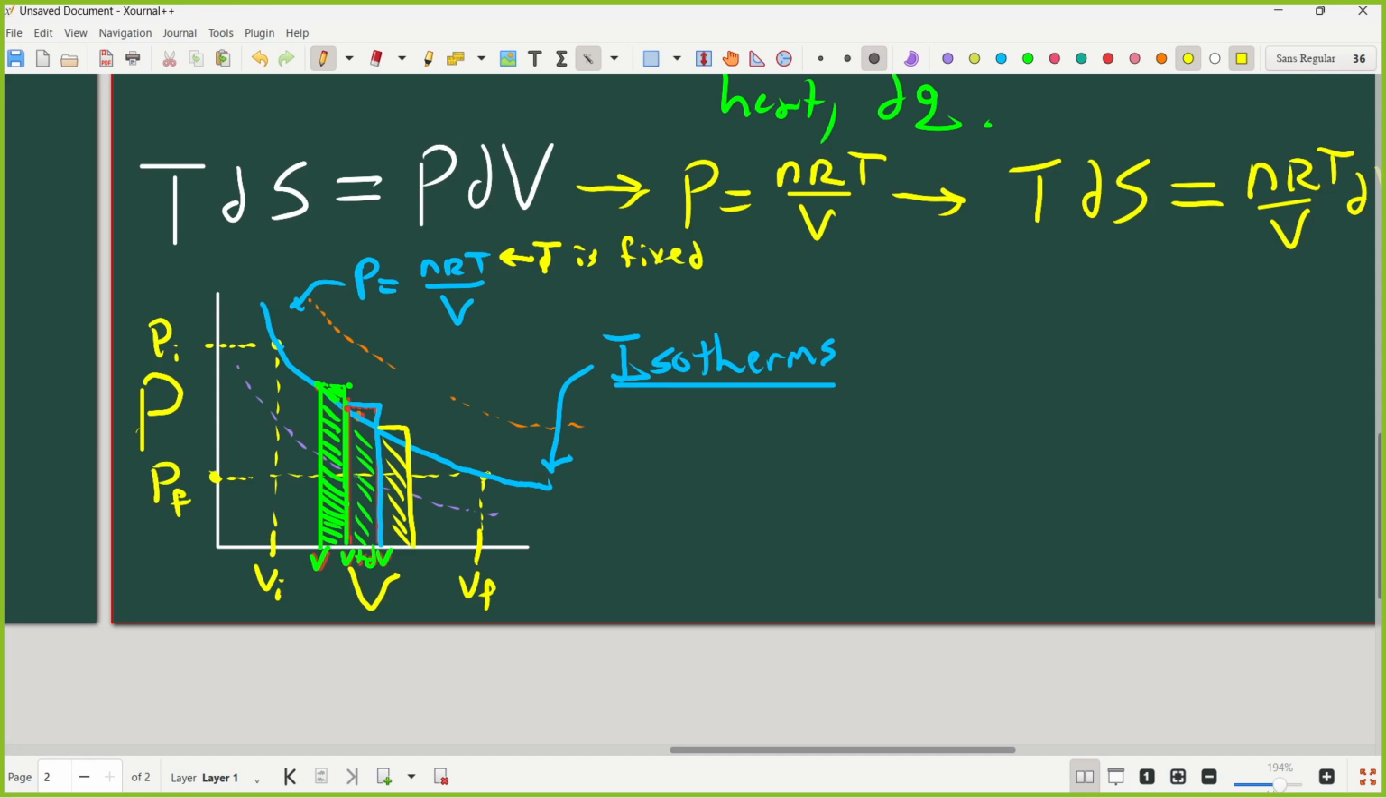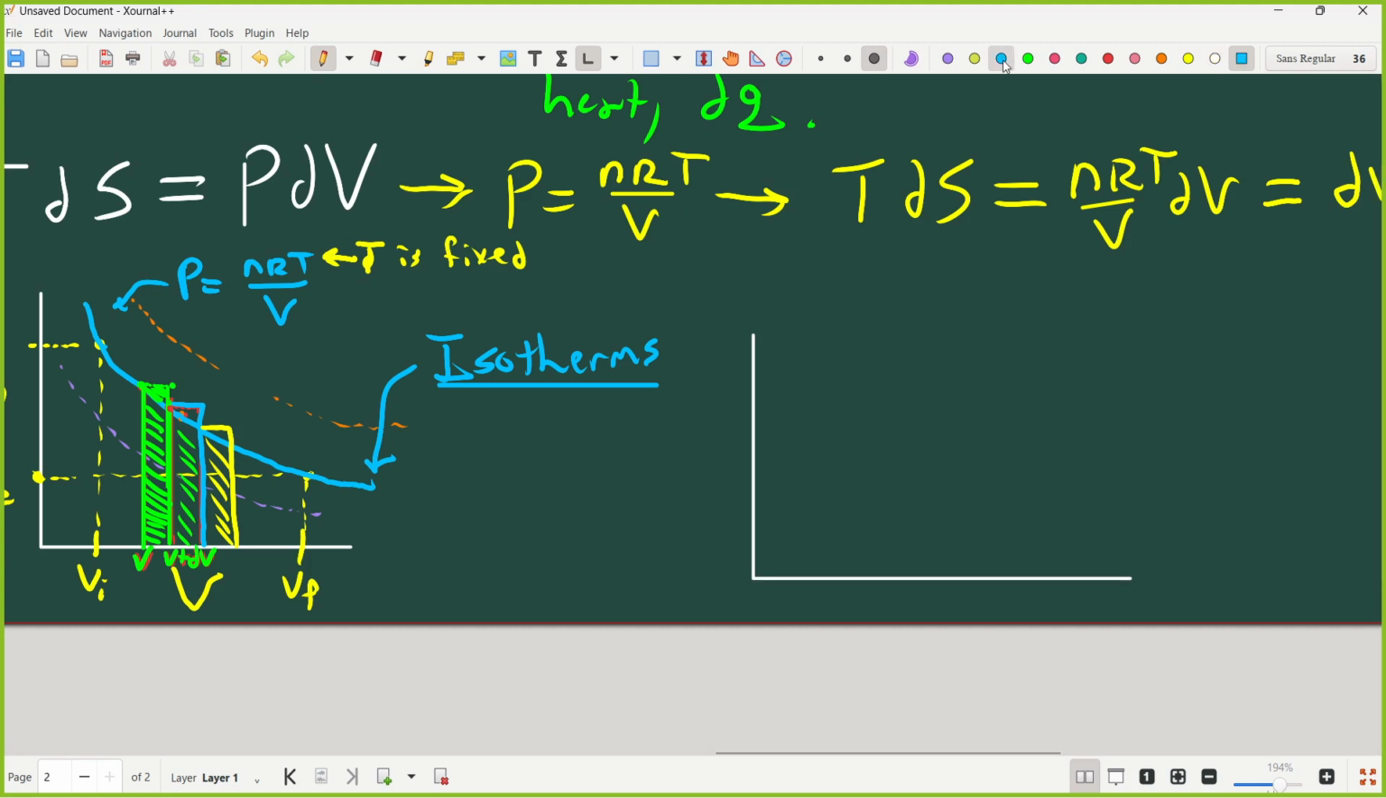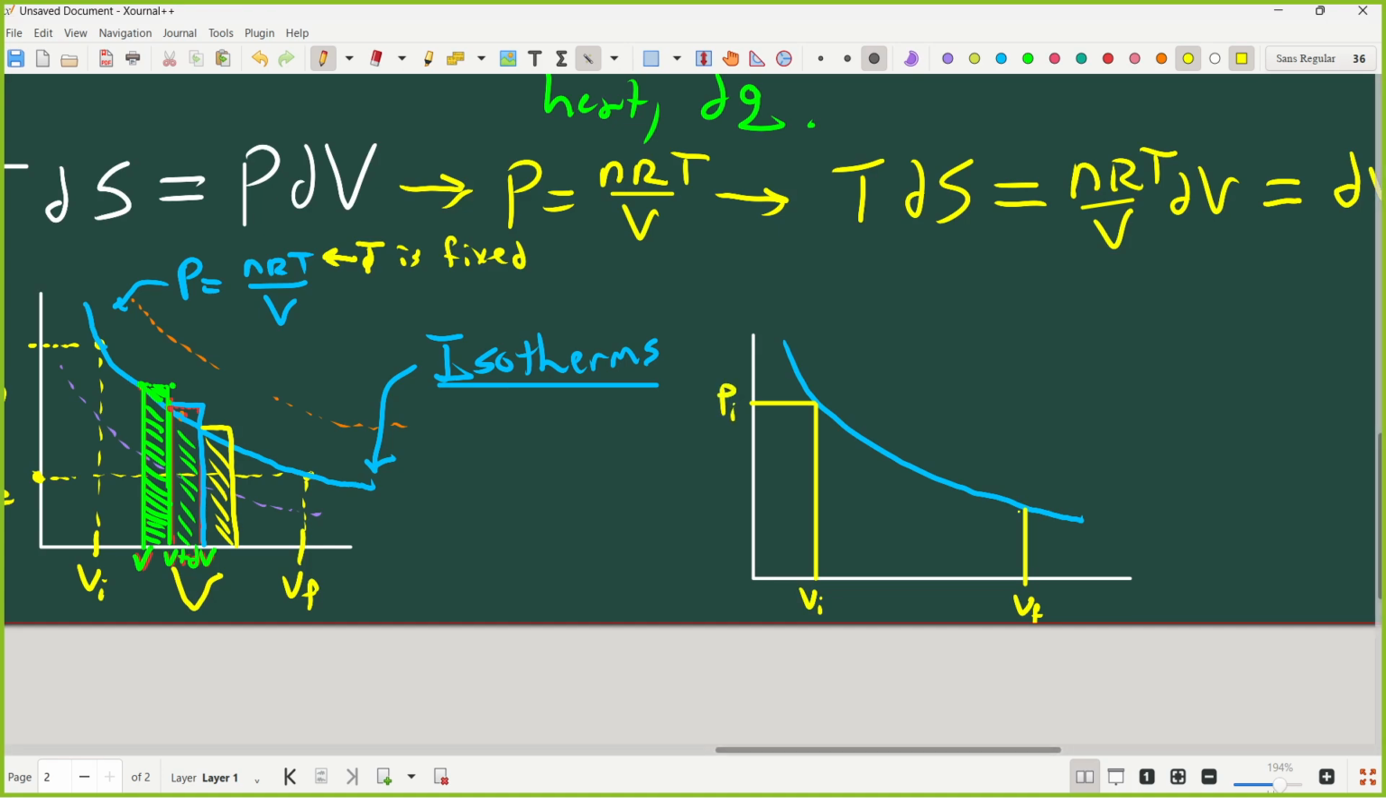Let me just redraw it one more time so we have a little extra room. I'm not going to draw all these little curves, just the essential parts. So here's my isotherm, and I have it from VF to VI, PI to PF.